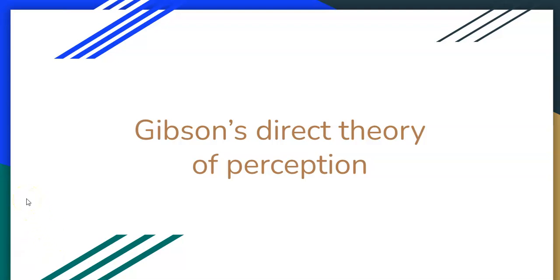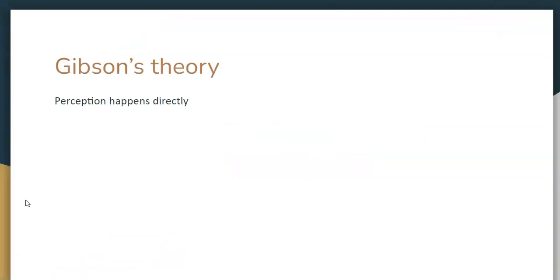This third lesson in the perception unit is going to look at Gibson's direct theory of perception. So there's two theories you need to learn on this course, and this is the first one that we're going to look at. This is Gibson's theory. Now, Gibson's idea was that perception happens directly.